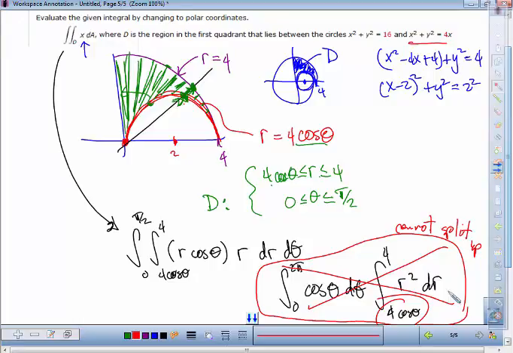So you got to know when to split it and when not to split it. And there's two basic rules: your limits are constants all the way through, and your integrand is something that you can factor, split up into a product of one variable and another variable. Okay? All right, so I put a dot, dot, dot here for you guys to finish this integral.